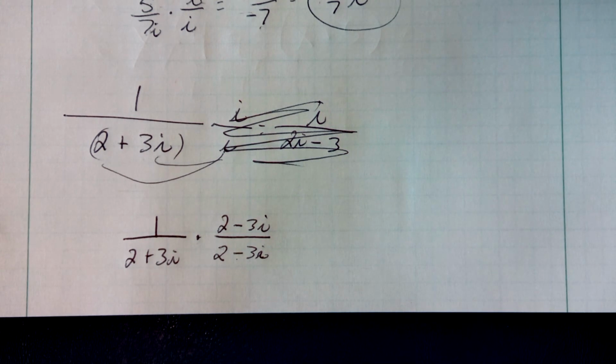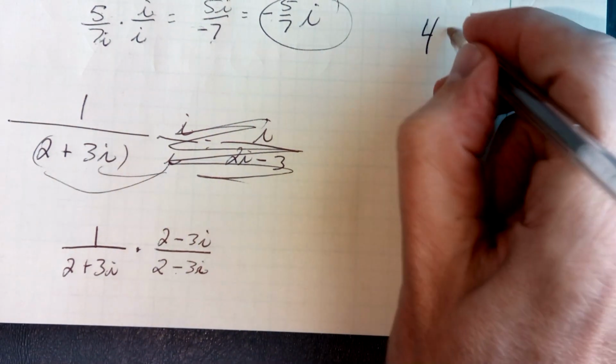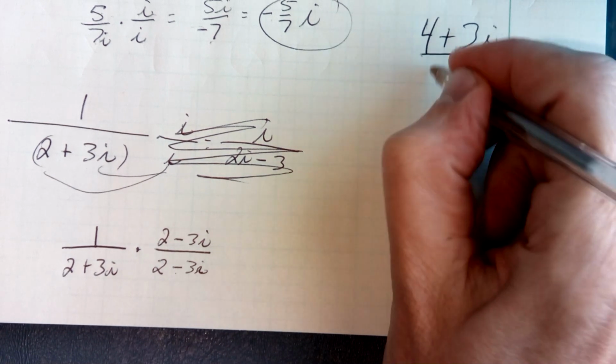By the way, I think they might even try to trick you sometime, and they might go, what's 4 plus 3i divided by 4 plus 3i?